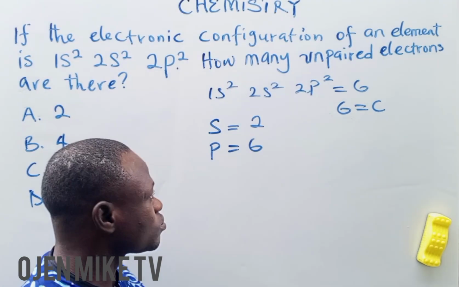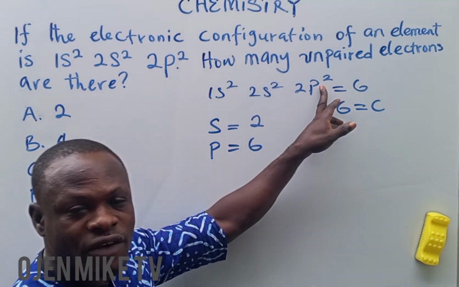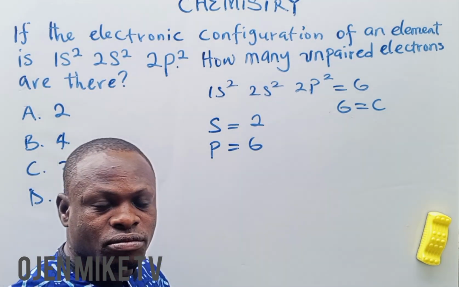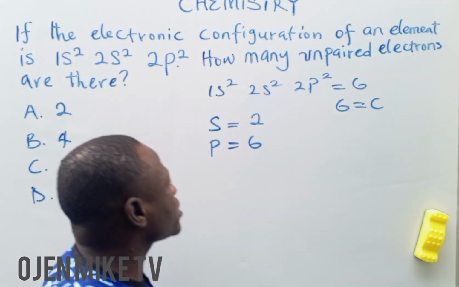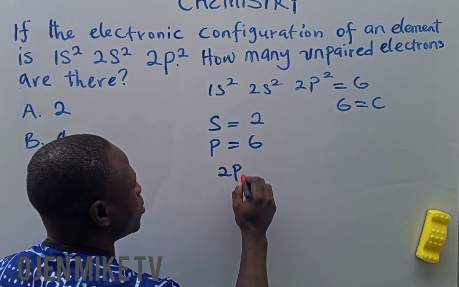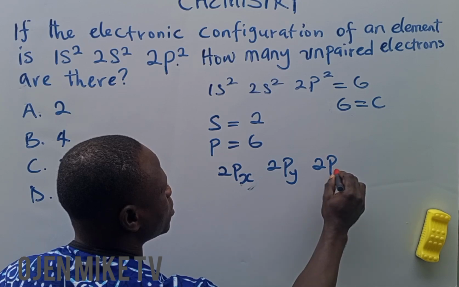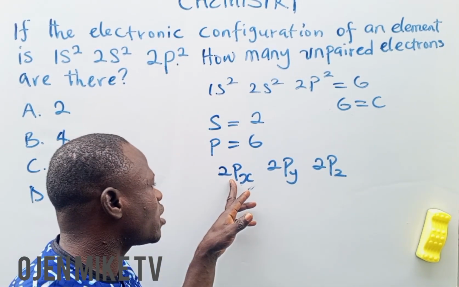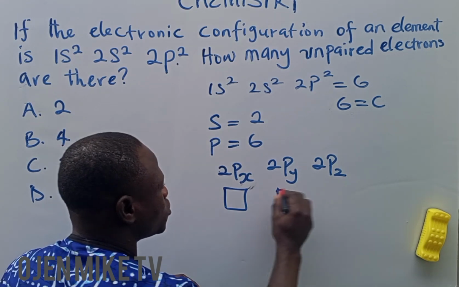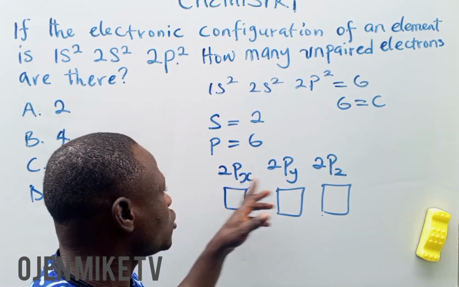Now in the p orbital, p is supposed to carry 6 electrons, but here we only have 2. Just remember, unpaired means how many electrons are needed to complete the orbital. Now p here has 3 orbitals: 2p x, 2p y, and 2p z, and each of these is supposed to have 2 electrons occupying it. We have what we call spin up, spin down. Do you get that? So each of these is supposed to have 2 electrons.